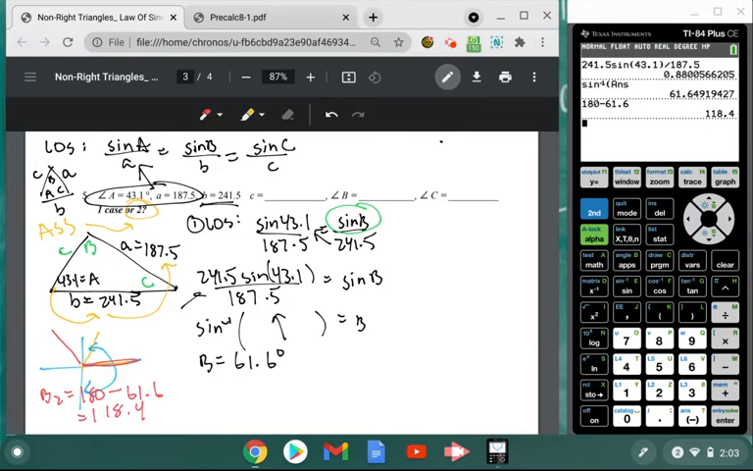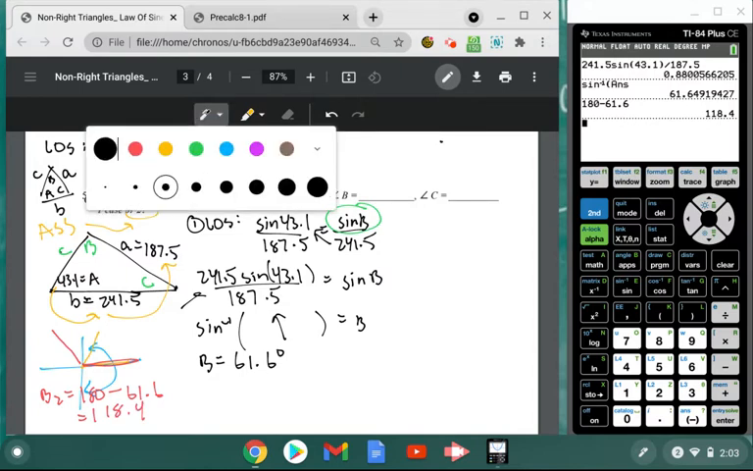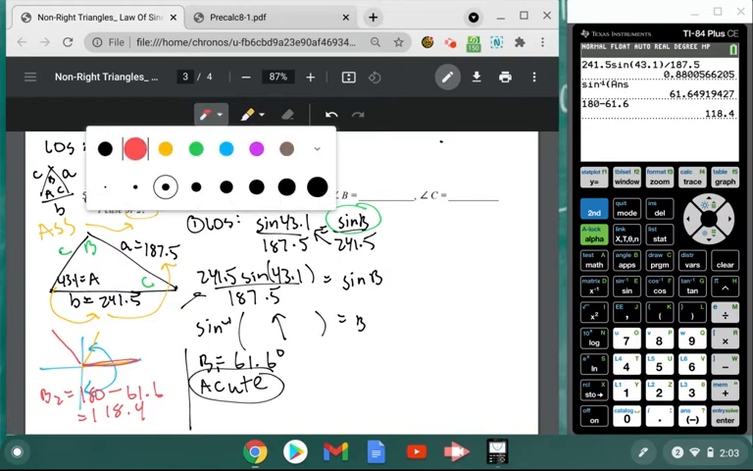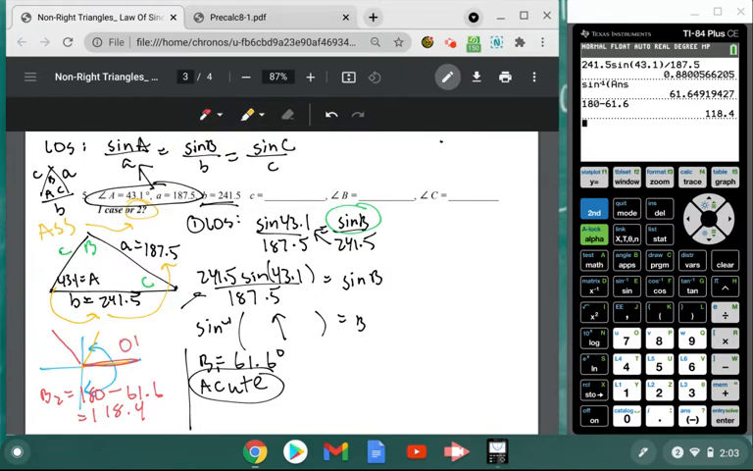Let's go ahead and finish with the first construction. The original angle that I got from sine inverse is the acute angle, and then I'm going to go through and do the second construction with the obtuse. We find the obtuse angle by doing 180 minus the acute.